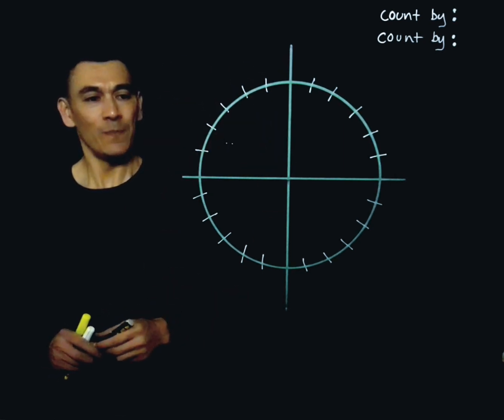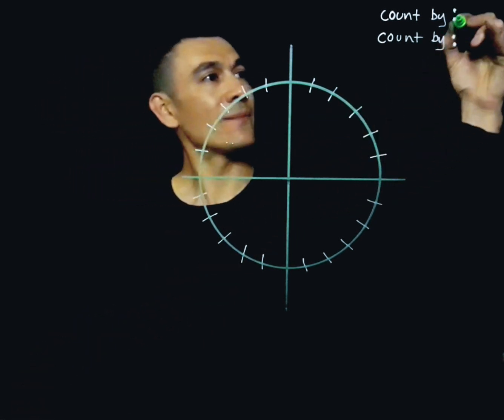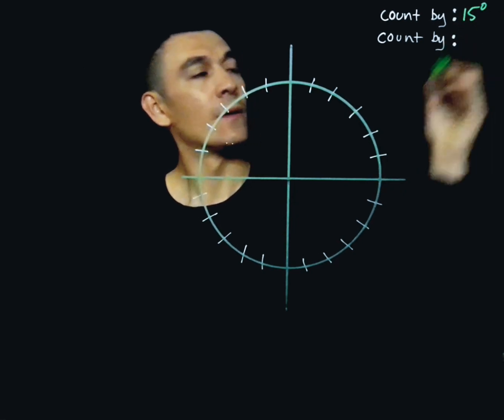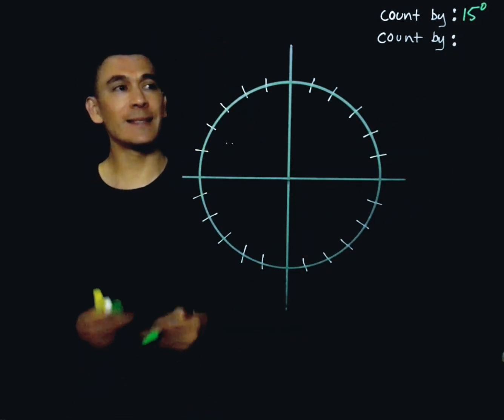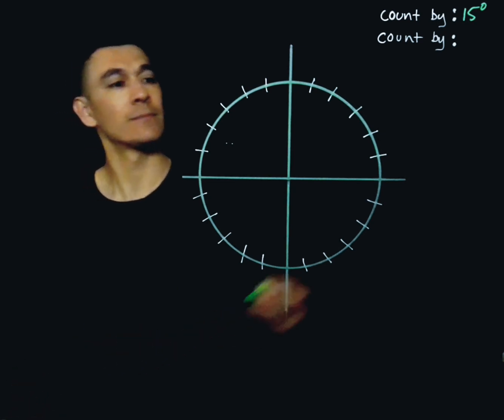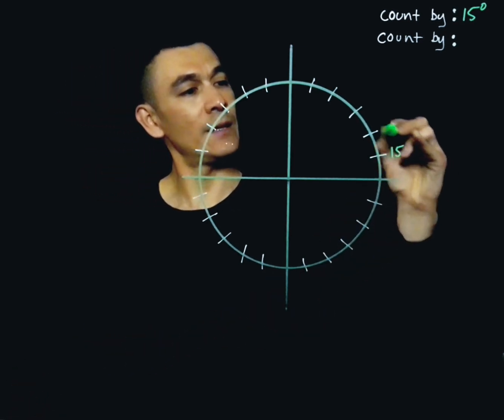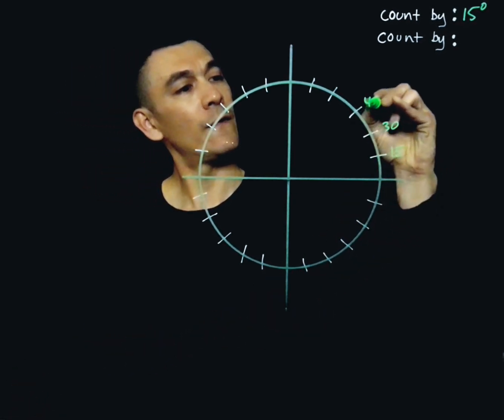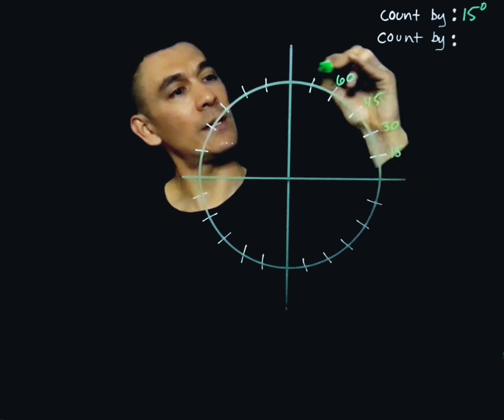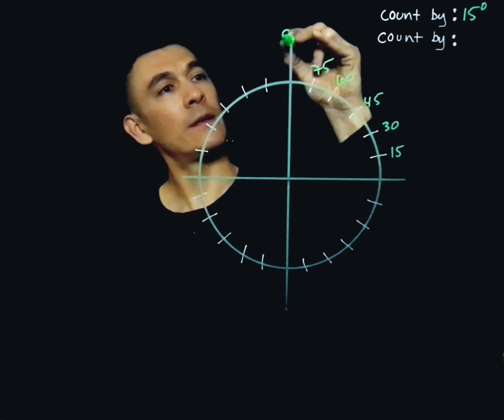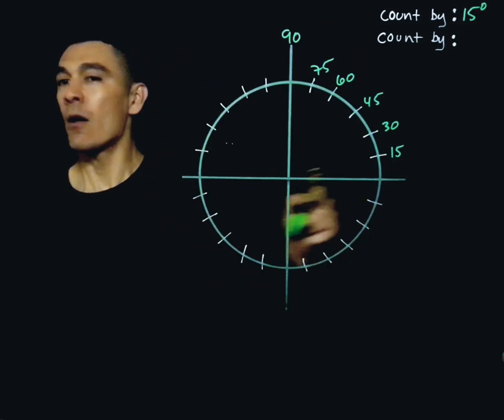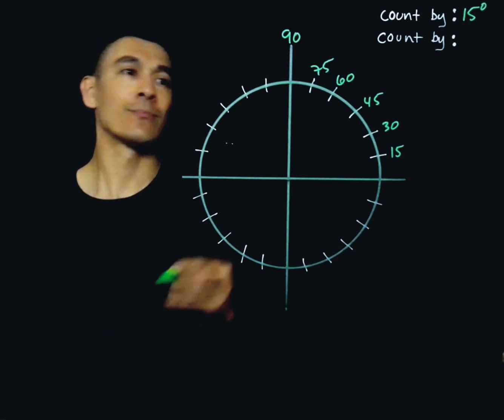And what we're going to do is we're going to count by 15 degrees. Let's count by 15s. 15, 30, 45, 60, 75, 90, and so on, all the way around.